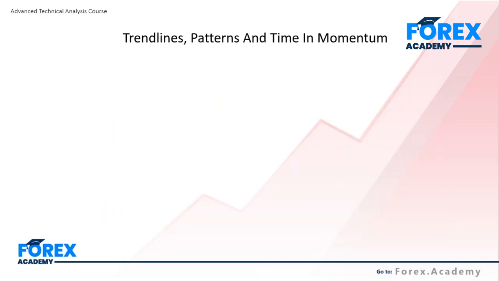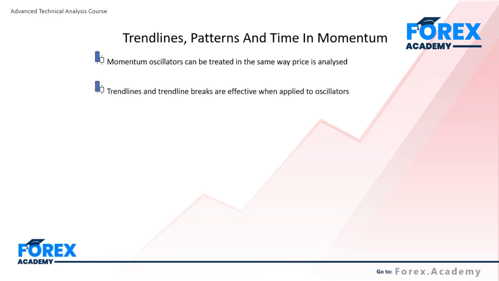Trend lines, patterns, and finally our discussion of time in momentum. We'll look initially at trend lines and patterns. Momentum oscillators can be treated in the same way price is treated. In other words, you can apply trend lines to your momentum indicators and look at the trend line breaks. These are effective applications when you are using indicators or oscillators in conjunction with your analysis on price. You can also identify price patterns such as head and shoulders, for example, or double tops in the momentum oscillator.